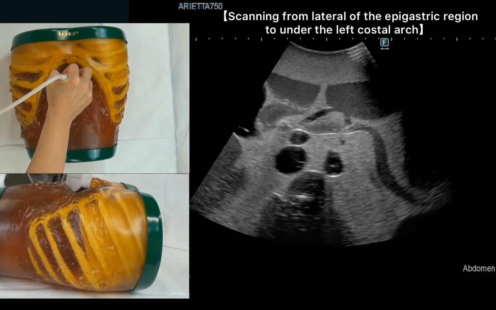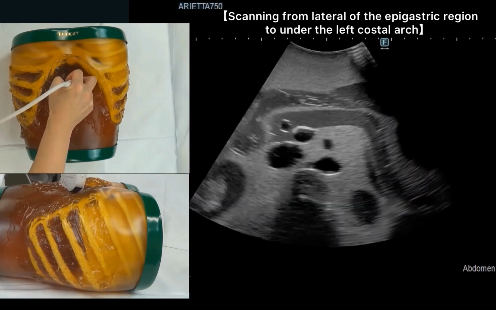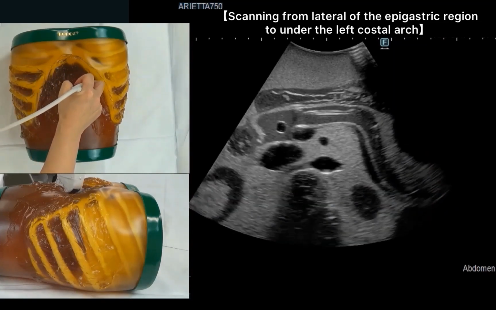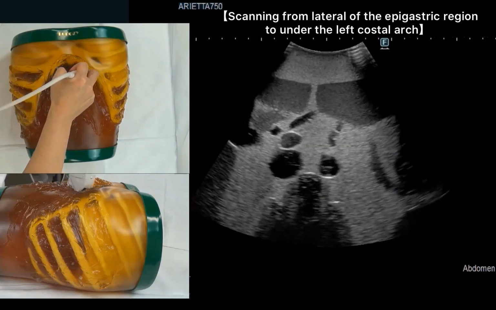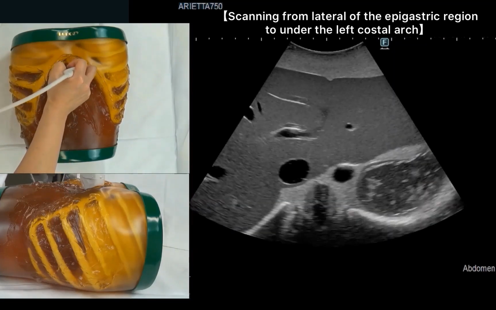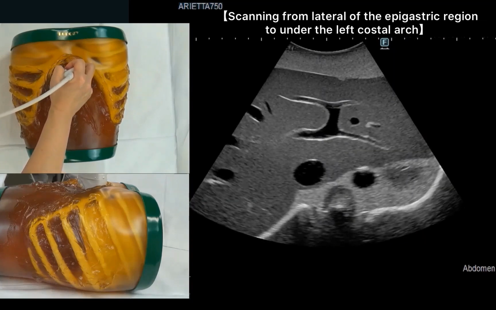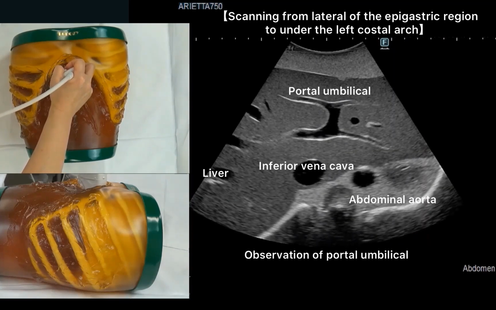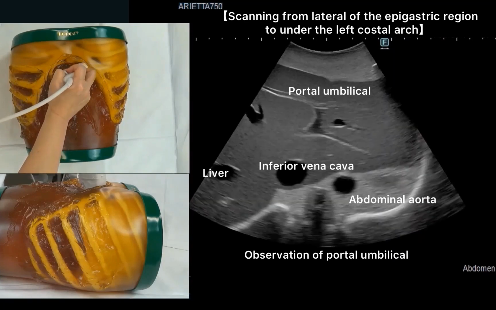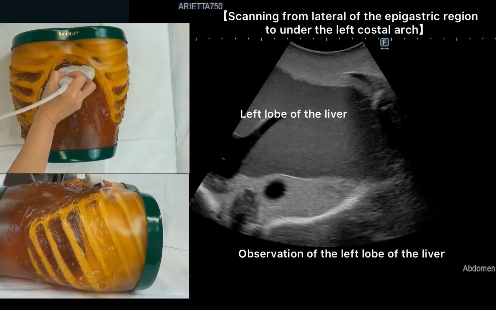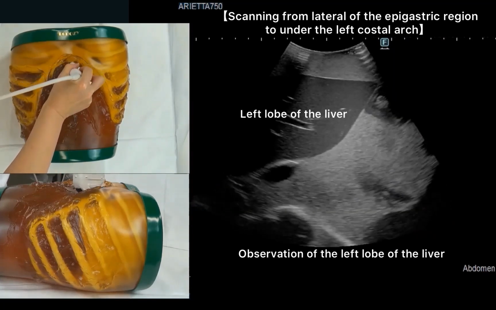After observing the pancreas, we move on to observing the liver. From where the pancreas is visible, move the probe towards the patient's head. Then you can see the left lobe of the liver. Next, the umbilical part of the left branch of the portal vein comes out. Observe the left lobe of the liver carefully.